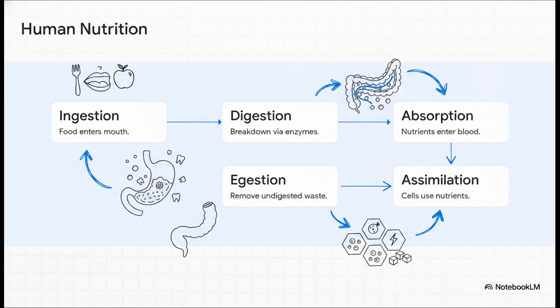1. Ingestion, taking the food in. 2. Digestion, physically breaking it down with teeth and powerful enzymes. 3. Absorption, pulling those raw nutrients into your bloodstream. 4. Assimilation, which is where your cells actually use those nutrients to create ATP energy and build fresh tissue. And finally, 5. Egestion, removing whatever your body just couldn't break down.